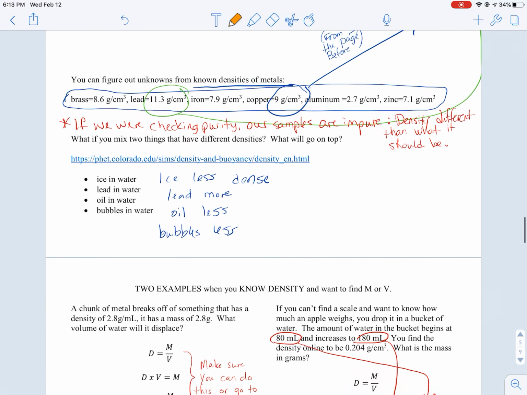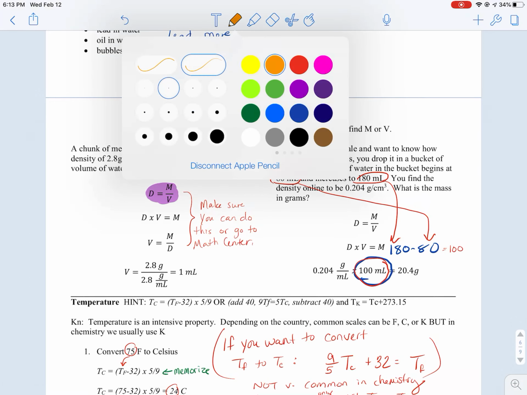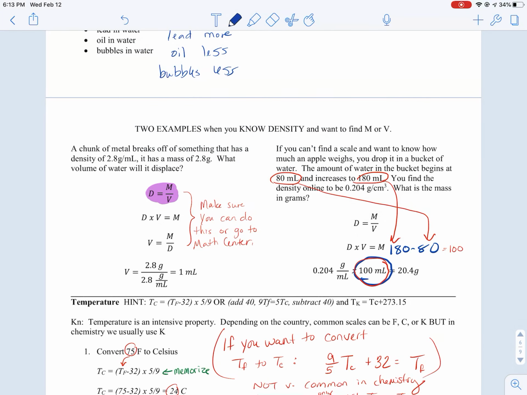You need to be able to use the density equation in different ways. So this is still the density equation right here. If you want that density equation to solve for something different, remember that what you do is multiply both sides by v. So multiply both sides by v, and it cancels out, and that's how you get to this next step. D times v is m.